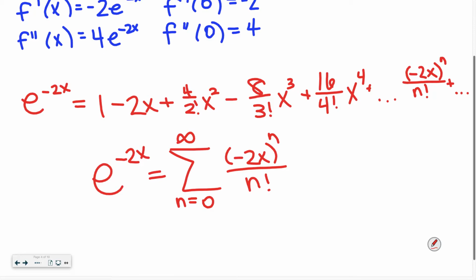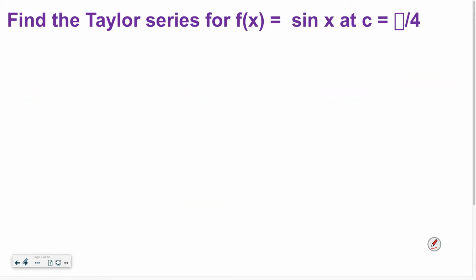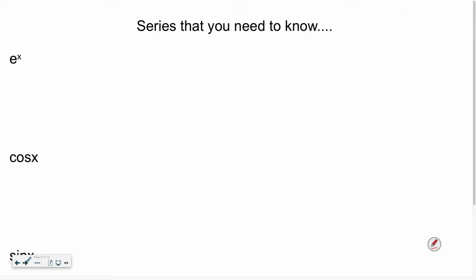Okay, so e to the x. Our function evaluated at 0 is 1. Our derivative is e to the x. Our second derivative is e to the x. Our third derivative is e to the x. Every derivative is going to be 1. So what's our pattern? X.